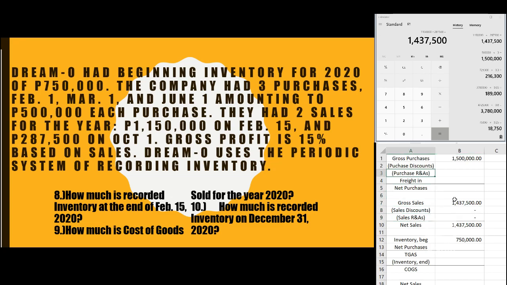Same applies for gross purchases and net purchases. Walang purchase discount, walang purchase returns and allowances, walang freight in. Net purchases will be equal to gross purchases. Okay? Now, lipat lang natin. Net purchases is 1.5. Sinolve natin yun.